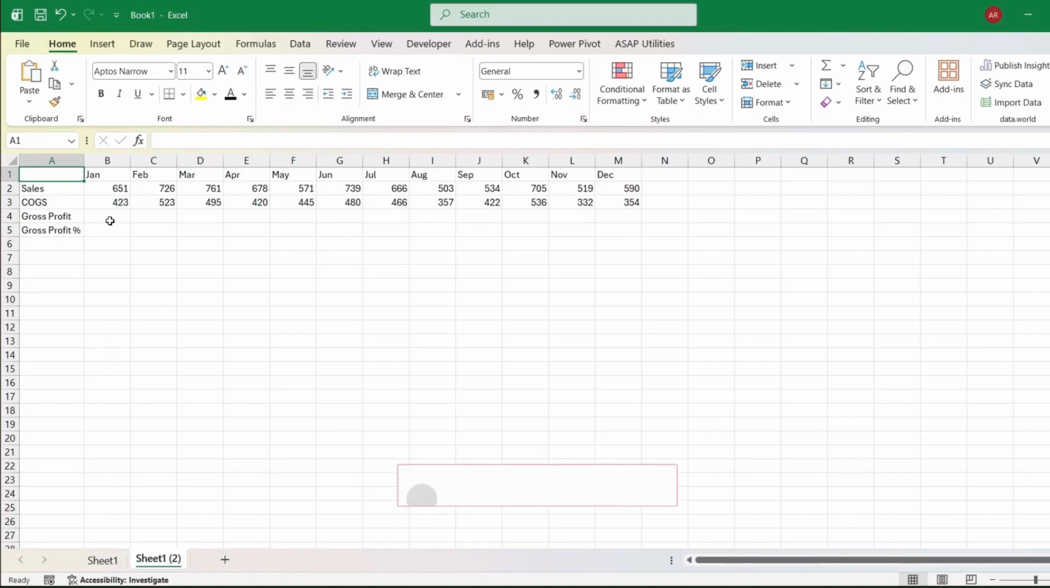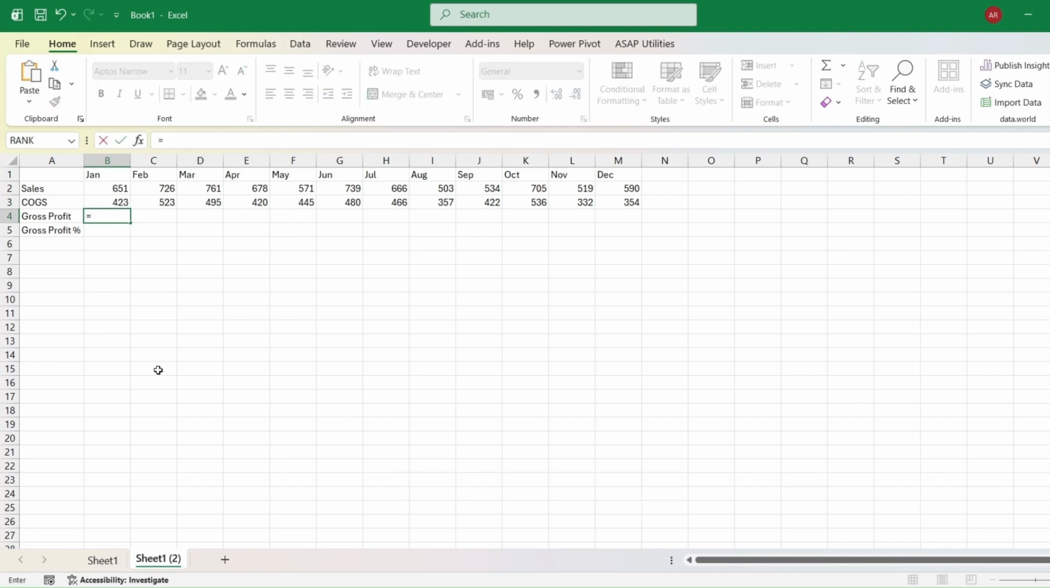We have sales and cost of sales data for 12 months. First, we shall find out the gross profit and gross profit percent in the traditional way. Go to B4. Input the formula B2 minus B3. Copy the formula to cells C4 to M4. We have gross profit for all 12 months.